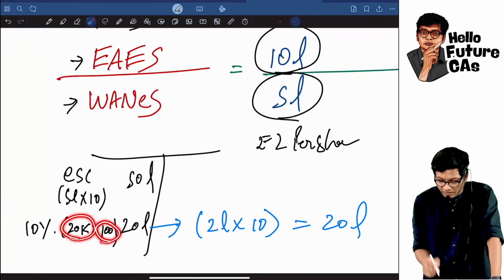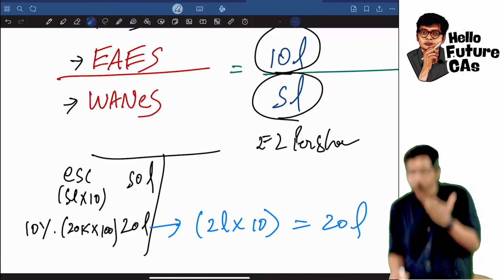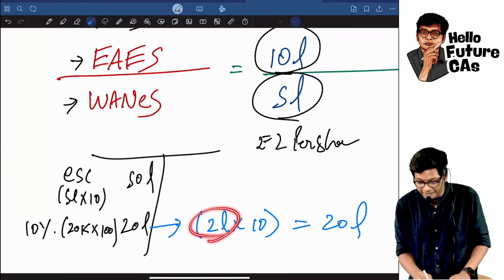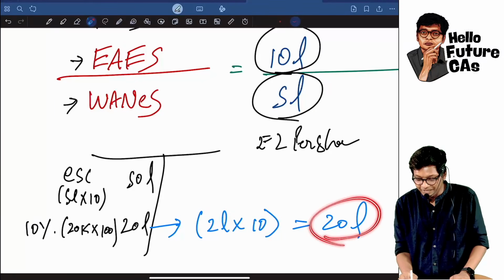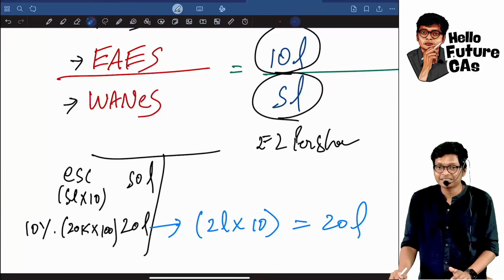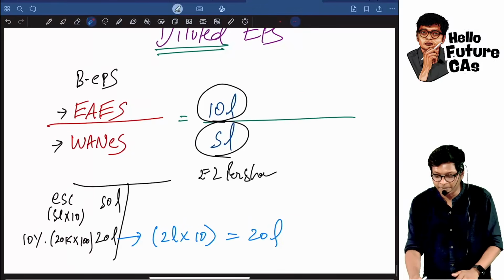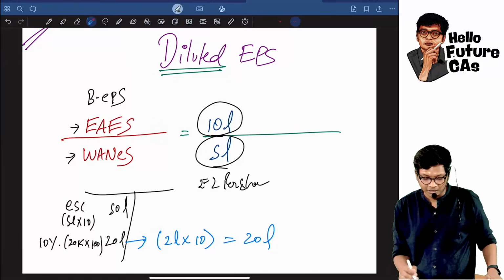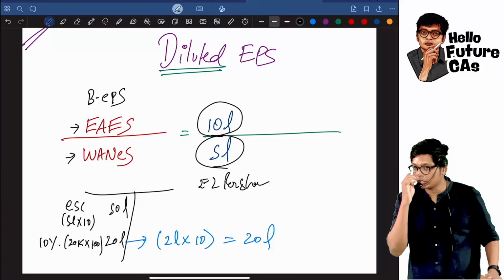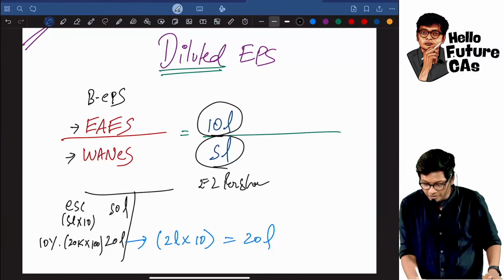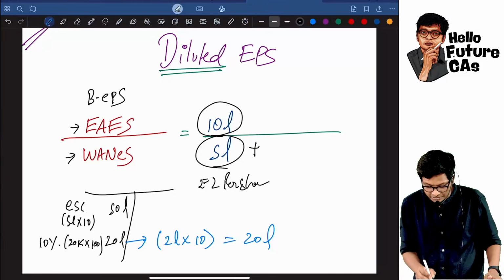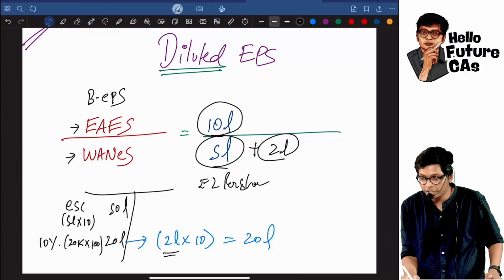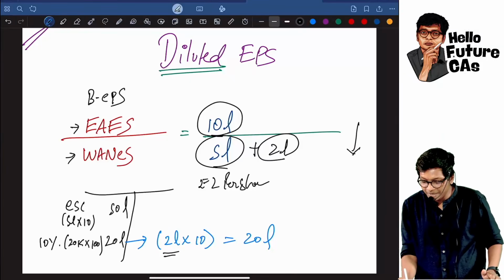20,000 debentures of 100 each, 10% is going to become 2 lakh equity shares of 10 each, value will become 20 lakhs. Is this clear, guys? So if this conversion happens, my denominator will increase. Correct? Yes. I had 5 lakh shares plus 2 lakh new shares. That means if the denominator is going to increase, my EPS may decline.